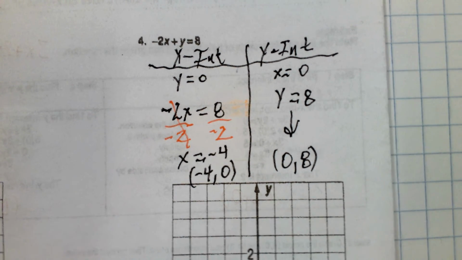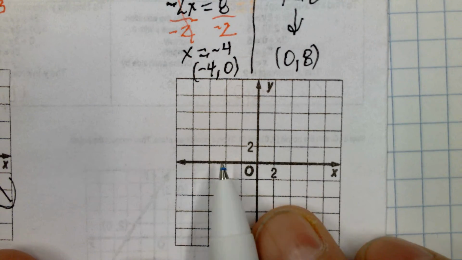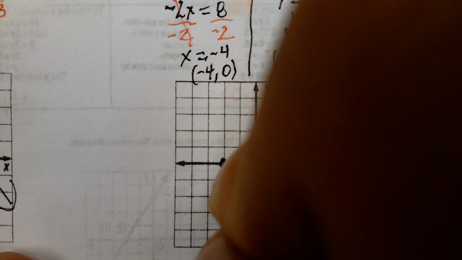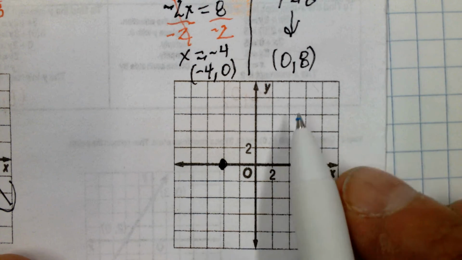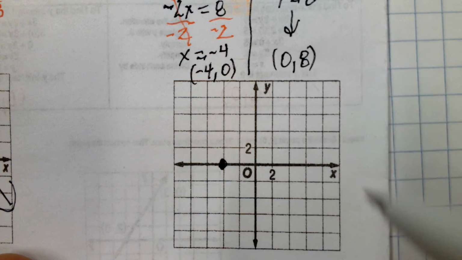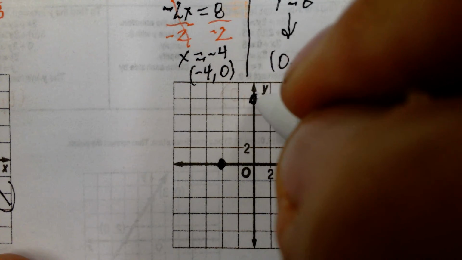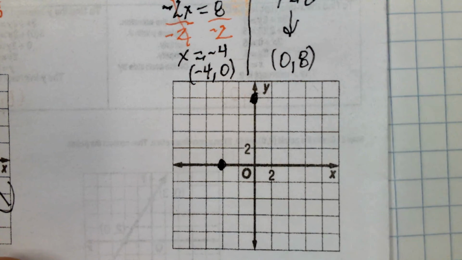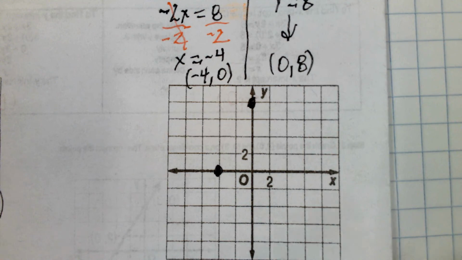So now let's plot the points. Remember, we're counting by 2's, it looks like. So negative 4 is actually here. So negative 4, 0 is there. And then we want to go to positive 8. So we go up 1, 2, 3, 4. 0, 8 is right there. 2, 4, 6, 8. So these are the 2 points for the line for this.